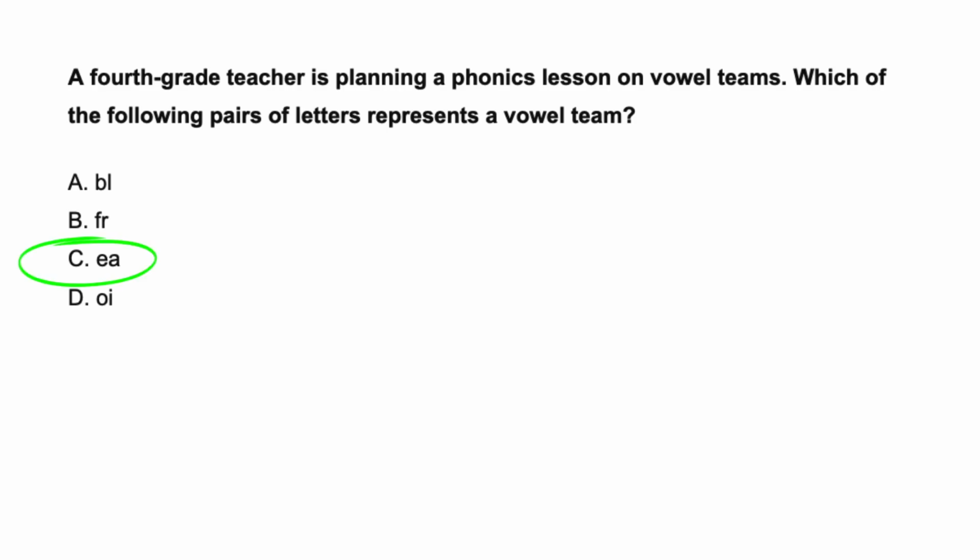Correct response is letter C. EA represents a vowel team, as seen in words like beach and team, where the two letters together produce a single vowel sound. Here, in that case, it is E.